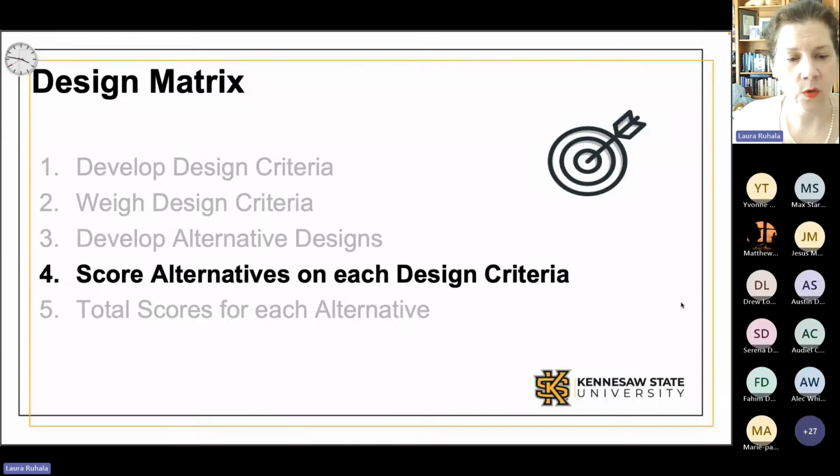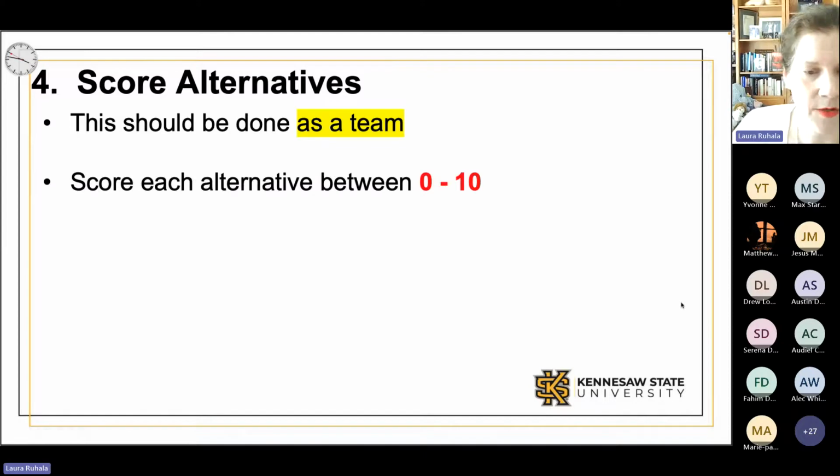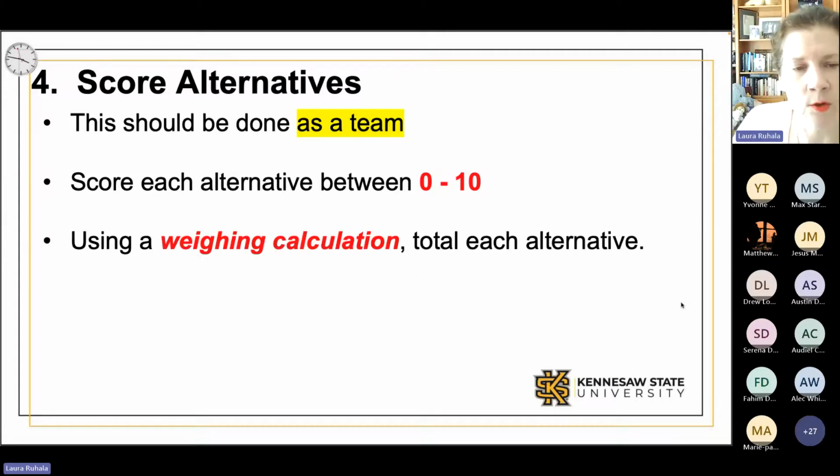Then you're going to score the alternatives on each design criterion. Okay, this should be done as a team. This is a team decision, so you're back to the teamwork. Score each alternative. I want an alternative scored between 0 and 10. And then, using a weighing calculation, you will total each alternative.